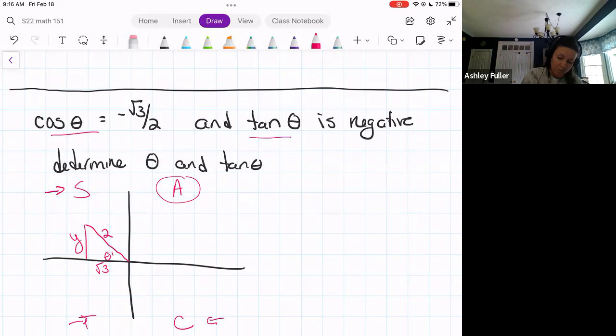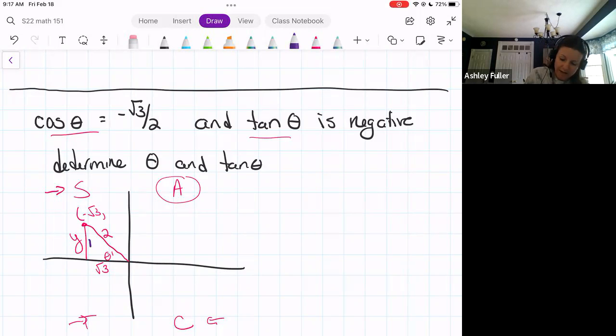That gives us some y value. We know the x value is negative square root of 3. And to determine the y value, we can use either the Pythagorean theorem or the triangles that we're already familiar with. Hopefully you're starting to remember these relationships, that if you have 2 and square root of 3, the other side is going to be 1.